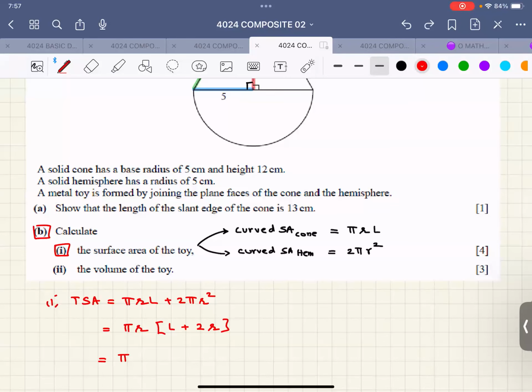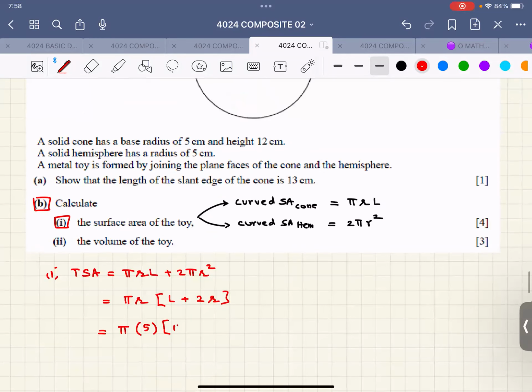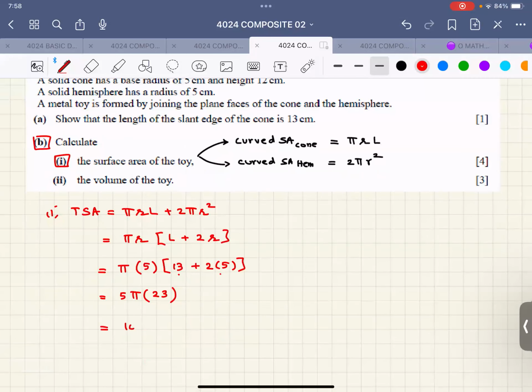And how much is r? r is 5. How much is L? L is the slant height, that is 13. And this is 2r. So therefore, 2r is 2 times 5. So this is 5 pi. This is 13 plus 10, that is 23. 5 into 23 is 115 pi. At this point, plug in the value 3.142, and then you get this answer.